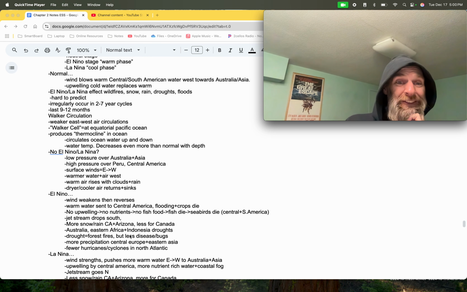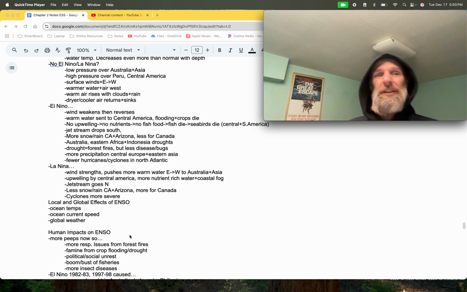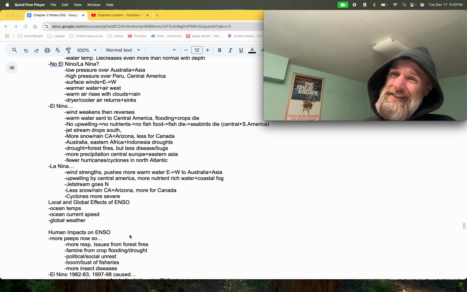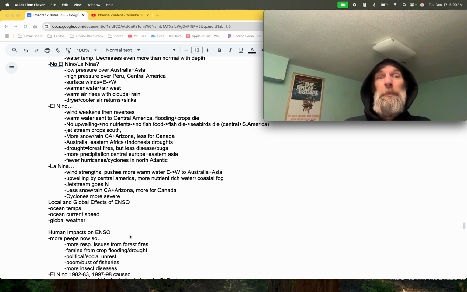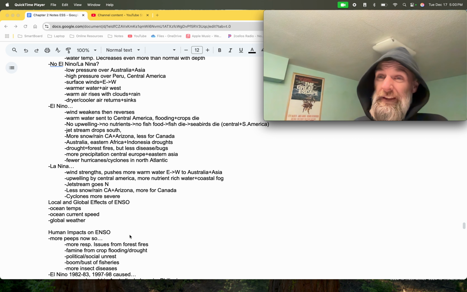Now with El Nino, this is where we start getting a little bit spicy. With an El Nino, the wind weakens, then reverses. It goes the opposite direction. The warm water is at Central America. Oh no! It's flooding, and then crops die. So farmers are upset. There's no upwelling, and no upwelling equals no nutrients. Because there's no nutrients, the fish die. Because the fish die, the seabirds die. So that's in Central and South America. If you're a fisherman, you are bumming.